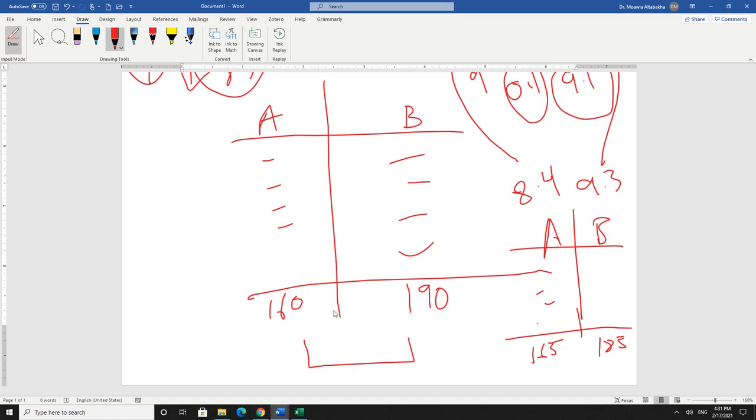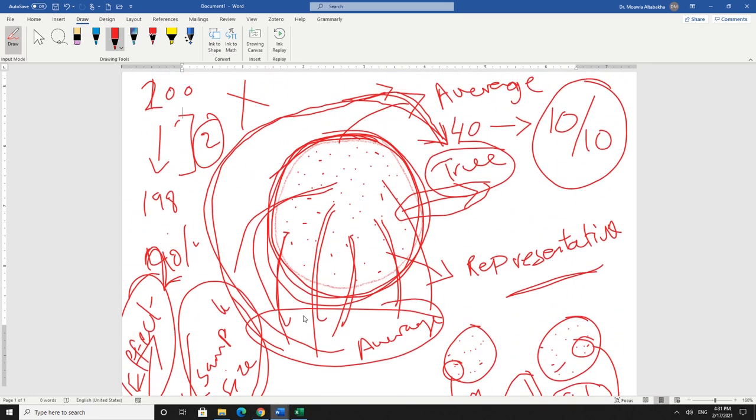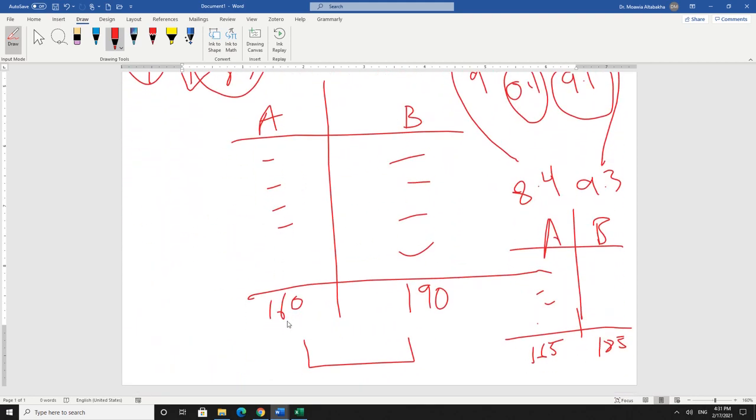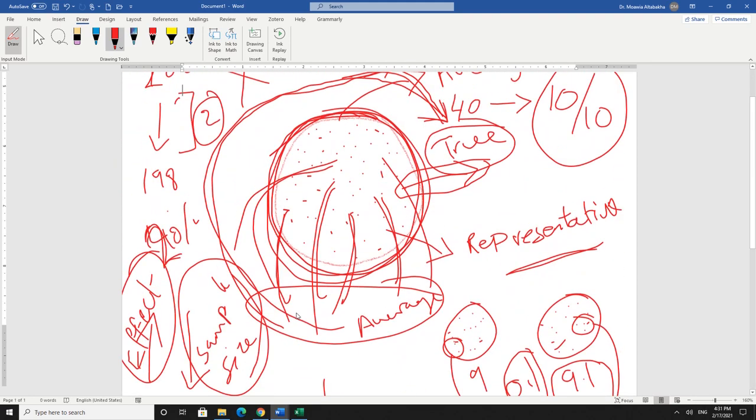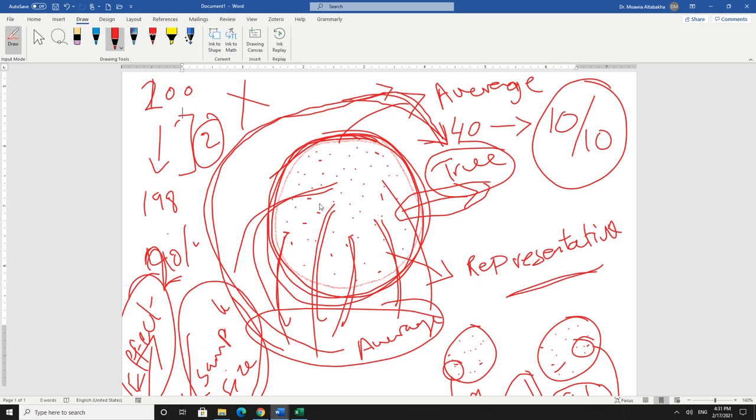So I'm talking about how close your sample mean is to the true value. Of course, if you want it to be very close, it means you need a larger sample. The larger the sample, the closer it is to the true values. This is another thing which you need to be aware of.